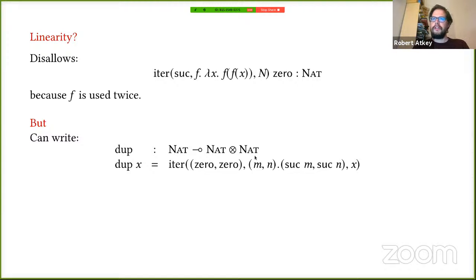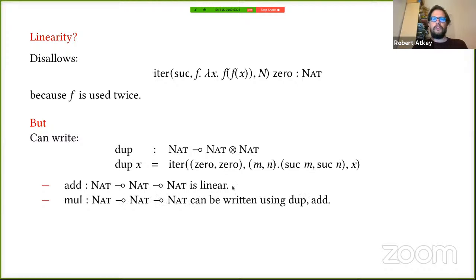Because we can still construct them for free, we can write this linear function where I've allowed myself a bit of pattern matching here. But we can take any natural number x and duplicate it by iterating over it and generating the pair of the same value of x. And then we can easily write an add function, which is a linear function just using iteration.